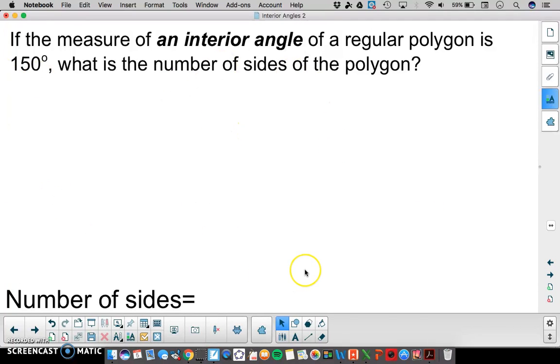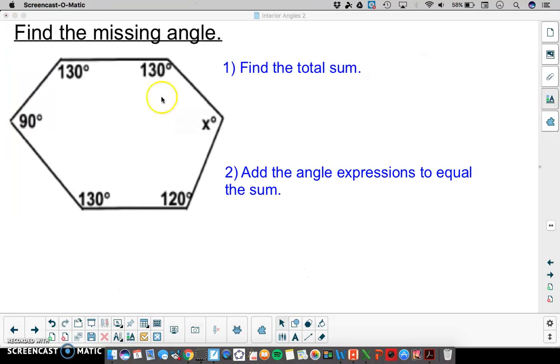Next, I have this practice problem I want you guys to try on your own. I'm giving you an interior angle measure of 150, and I want you to find the number of sides.